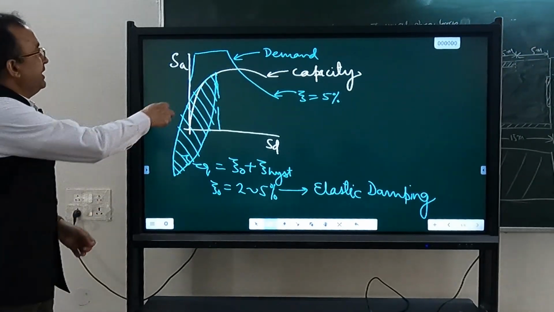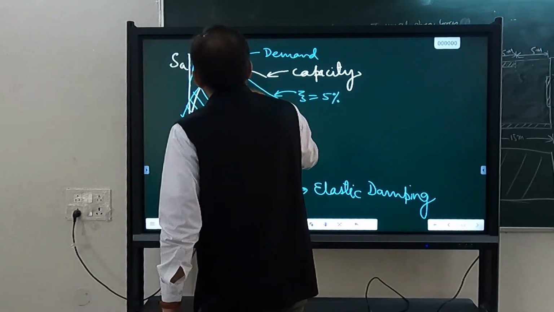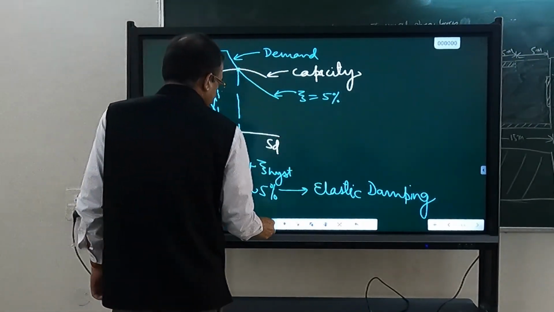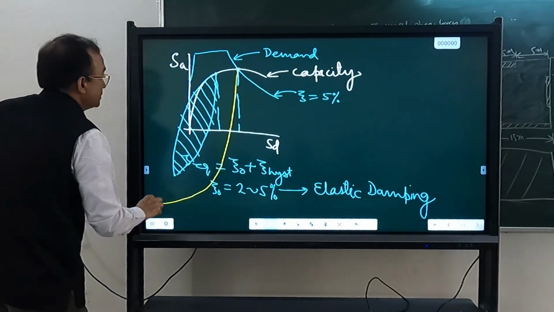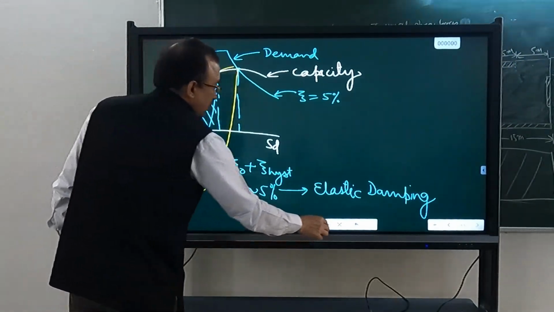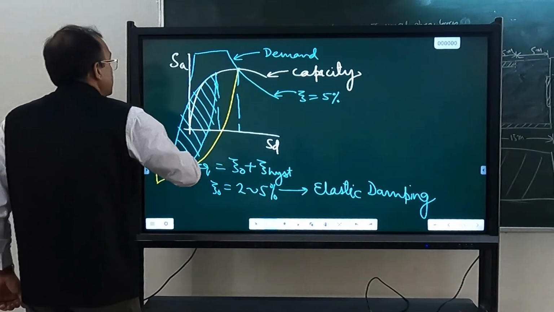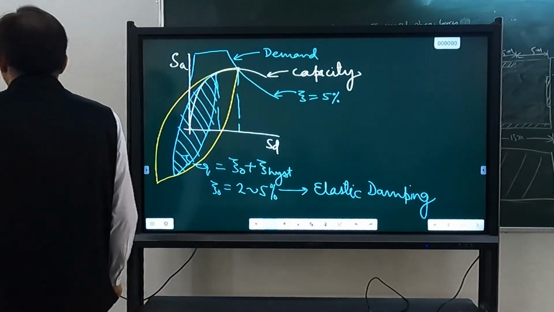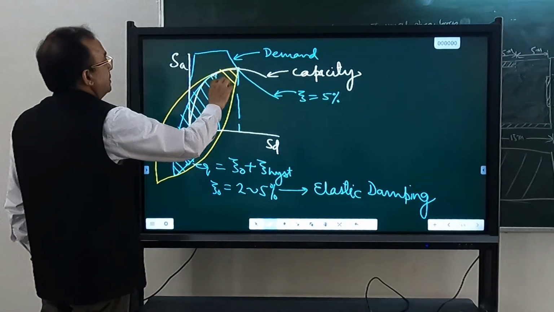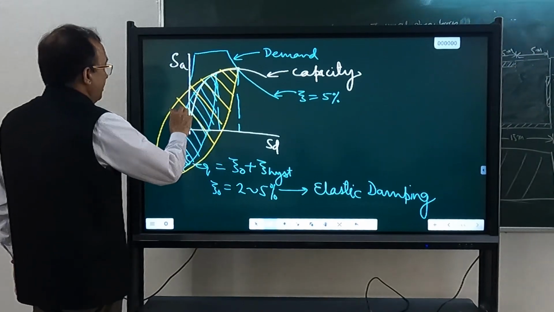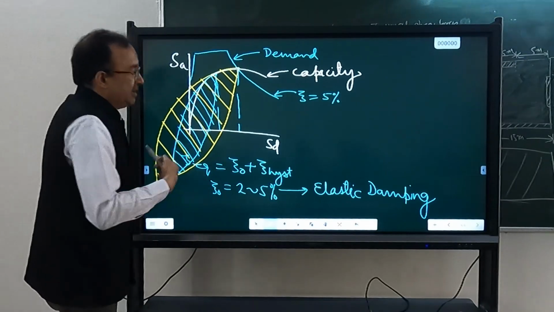Okay, so initially I do not know. Why do I not know? Suppose I consider this as the displacement. At this displacement, the size of the hysteretic loop will not be like this actually. It will be like this. So this will be the area of the hysteretic loop, and more energy will be dissipated. And this is definitely going to be more than 5%, because 5% was there even in the elastic range.